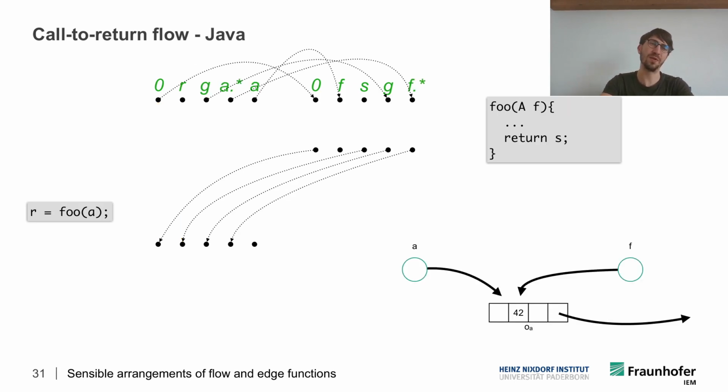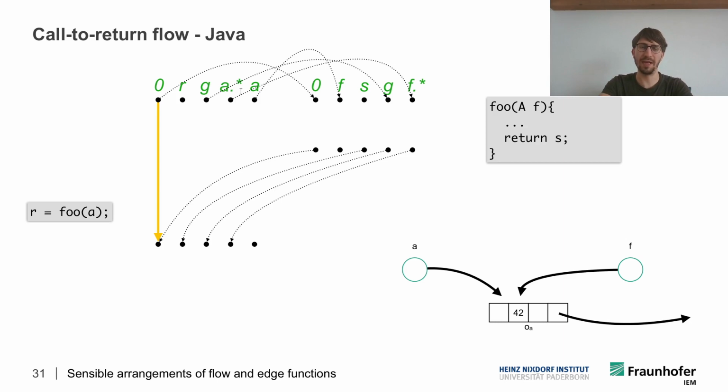Now, what does the call to return flow then look like for Java when we do call by value and have a reference value? So here again you see the call flows and the return flows that we've discussed before, and now we have to draw the call to return flow edges here. So again we have to propagate the zero flow fact as we always do. And R obviously is killed here, so we are not having a call to return flow here. And G is propagated through foo, so there is no call to return flow either.